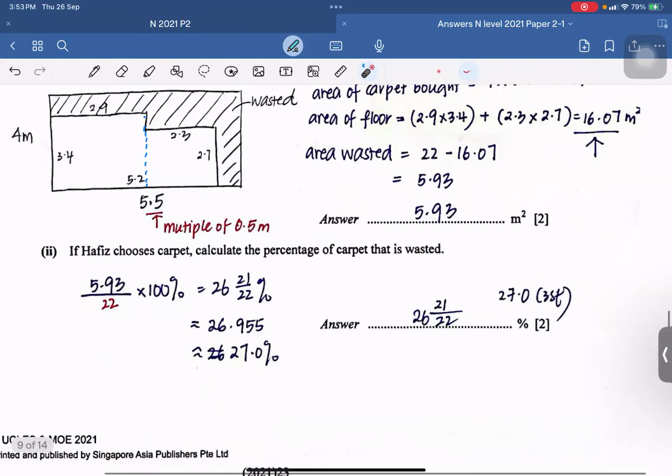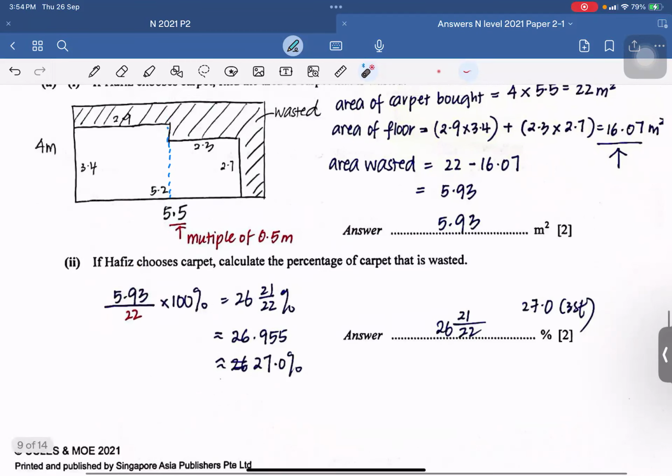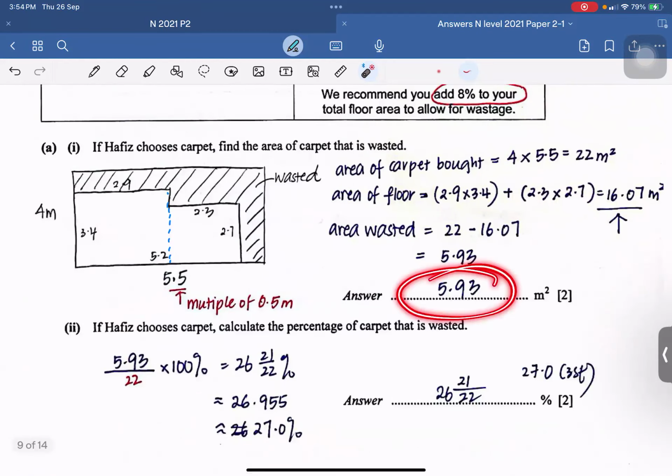If Hafiz chooses a carpet, calculate the percentage of the carpet that is wasted. Percentage wasted: take the amount wasted, divide by the total carpet that I have bought, times 100%. So it's just like the percentage decrease: take the decrease, divide by the original, times 100%.